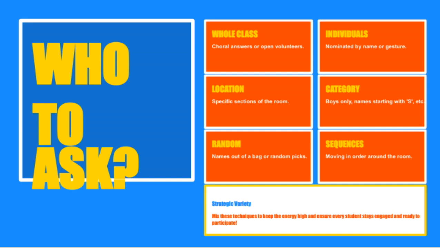Then, there's the category approach, asking for boys only, students whose names start with a certain letter, or other specific groups. This can target different groups and add some fun challenges. Another technique involves location, asking students from specific sections of the room. Or, you might nominate students by name or gesture, which personalizes the interaction and keeps students alert.